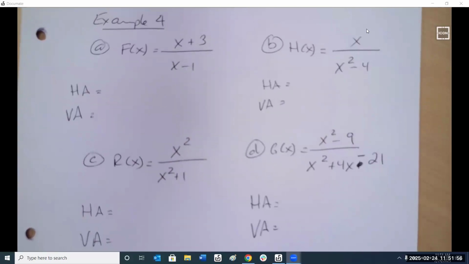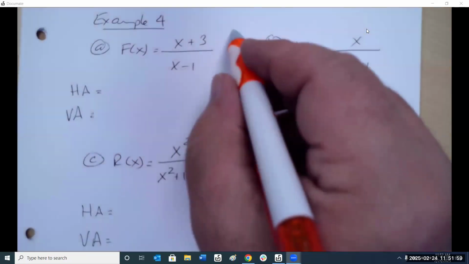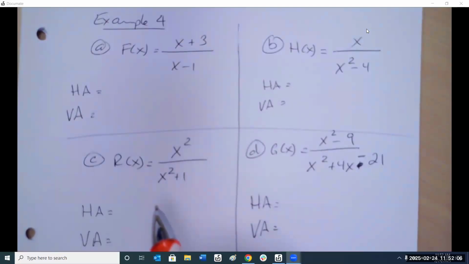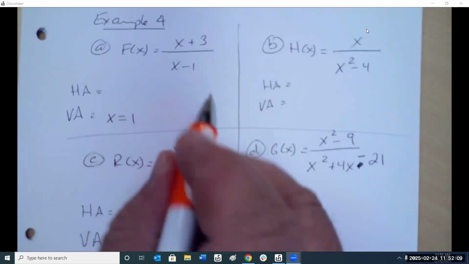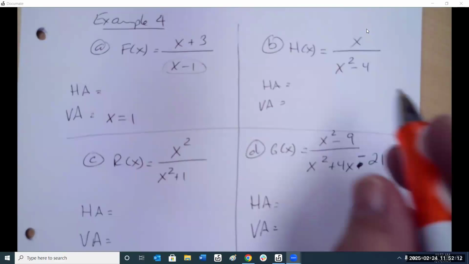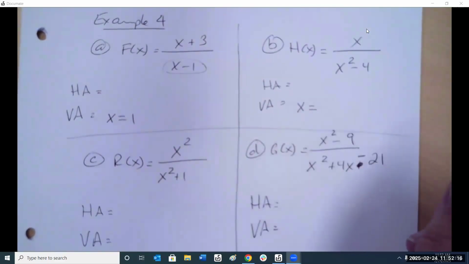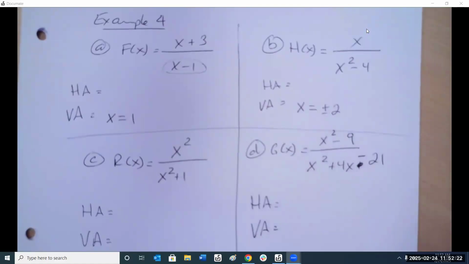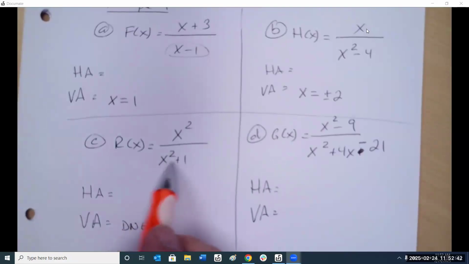Let's look at the vertical asymptotes first. In this A, what's the vertical asymptote for A? 1, because that's what makes it equal to 0. How about the next one? That would be plus or minus 2. How about the C? What's that? It can't be negative 1. So what's the vertical asymptote? It does not have one, because you can't make the bottom equal to 0.